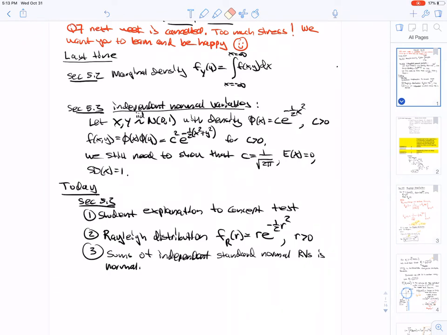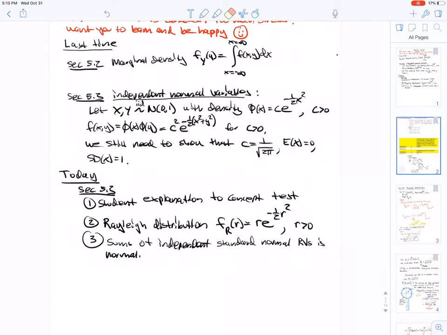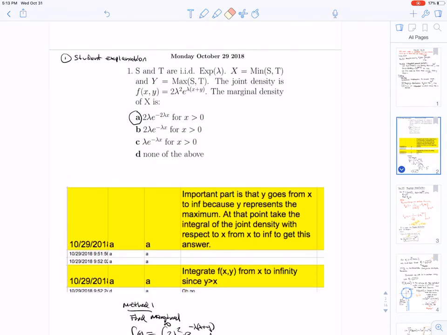We'll introduce the Rayleigh distribution, and we'll show that the sum of independent standard normal random variables is normal. So that's for today. Last time we had the concept test where S and T are IID exponential lambda. X is the min of S and T and Y is the max. The joint density we showed was 2 lambda squared e to the minus lambda (x plus y). And we were asked to find the marginal of x.